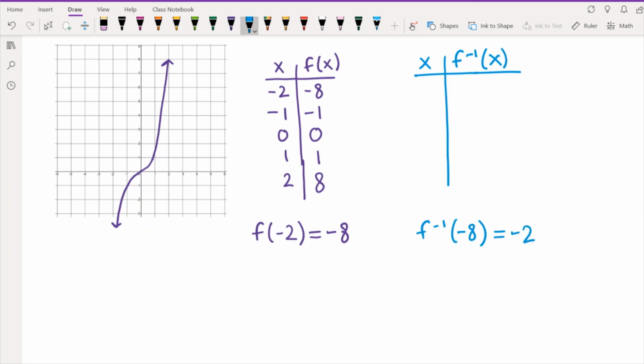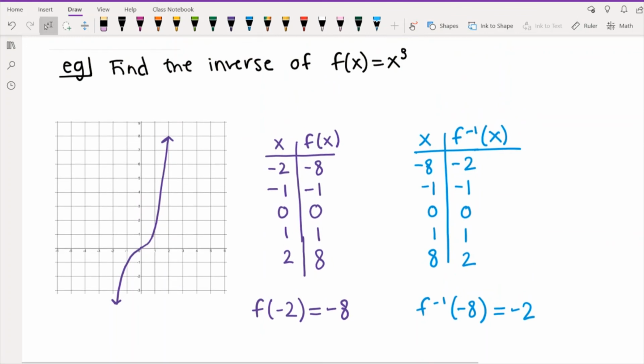And so that means that when we fill out this table, we want to put -8 as the input and -2 as the output. And so we can continue in the same way, and basically the inputs and outputs are just going to switch places. As I said, that isn't super interesting for some of these because they actually are just the same number, right? We end up with 0 and 0, 1 and 1. But again, here we see a difference, right? We see that when you plug in 8, you get 2 because of this reversal that happens with the inverse function.